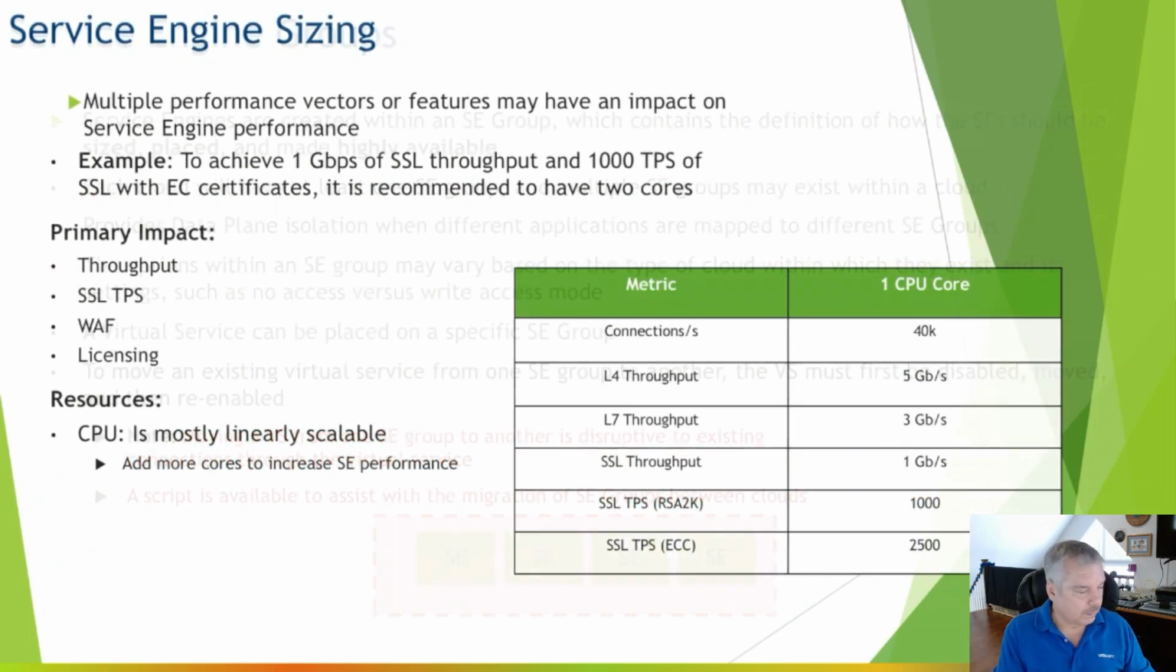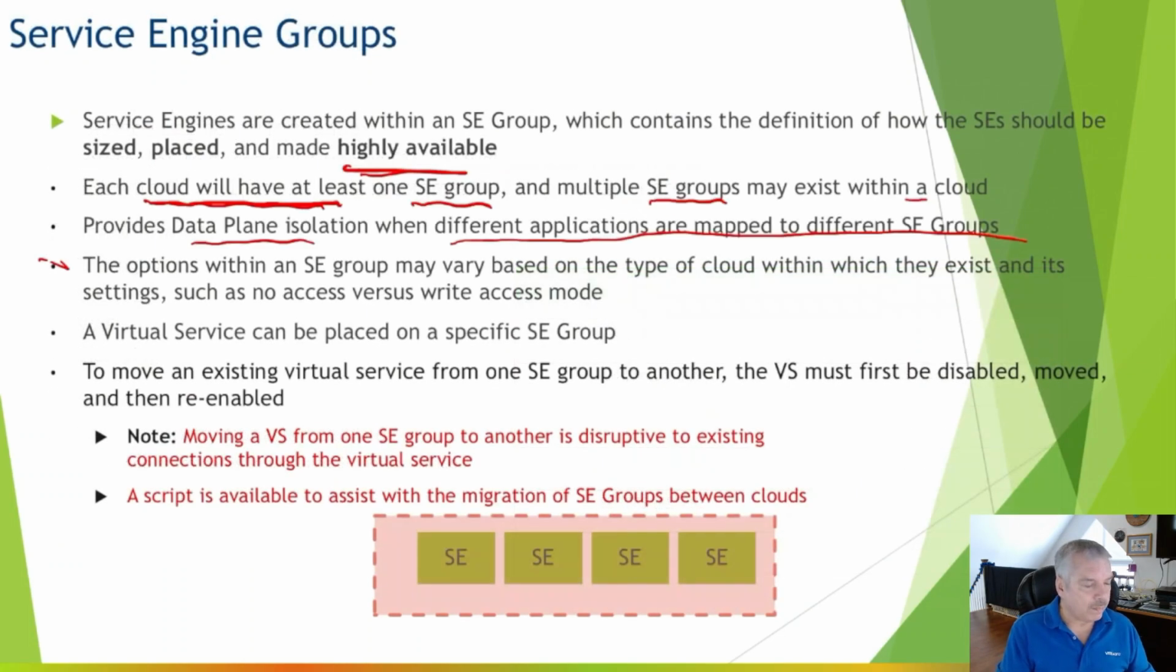The options within, I've got a screenshot showing you service engine groups, and when I get into doing demos you'll see various options. Now, certain options may be available in certain clouds and other options may not, depending on your cloud environment, okay? And a virtual service can be placed on a specific service engine group as well.